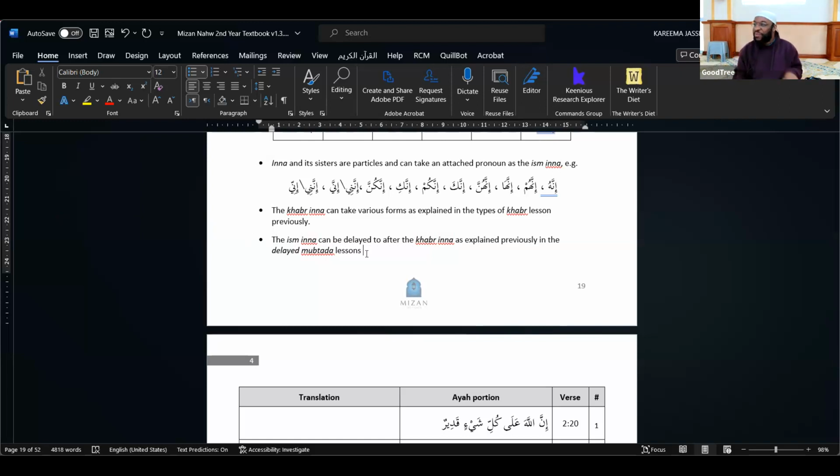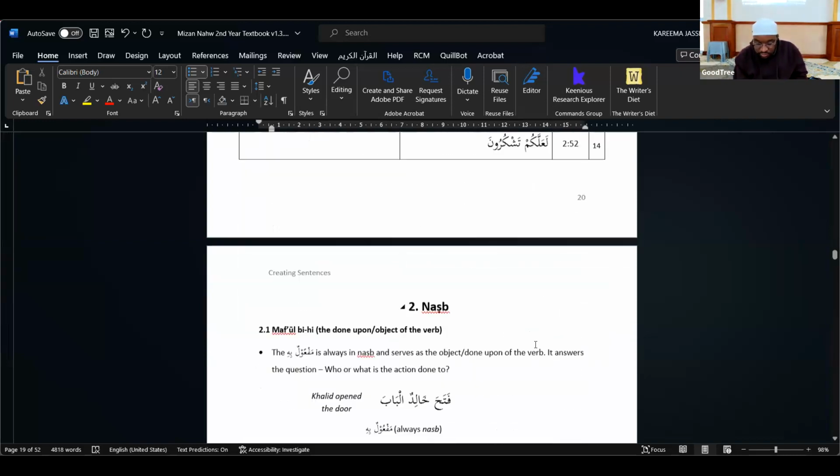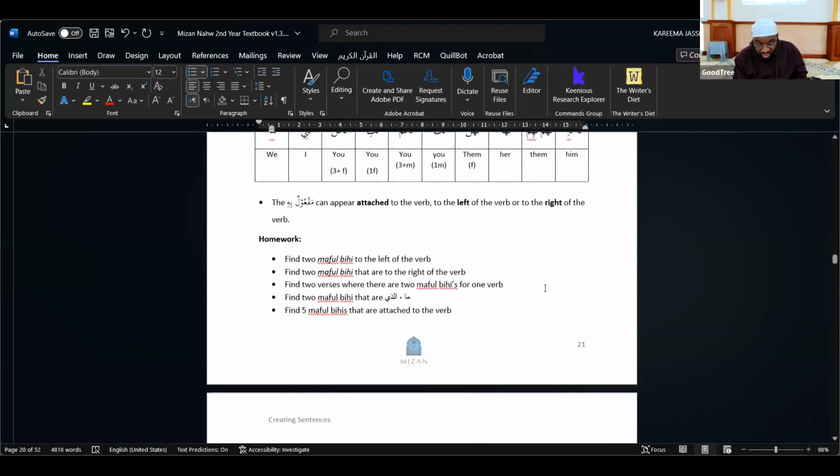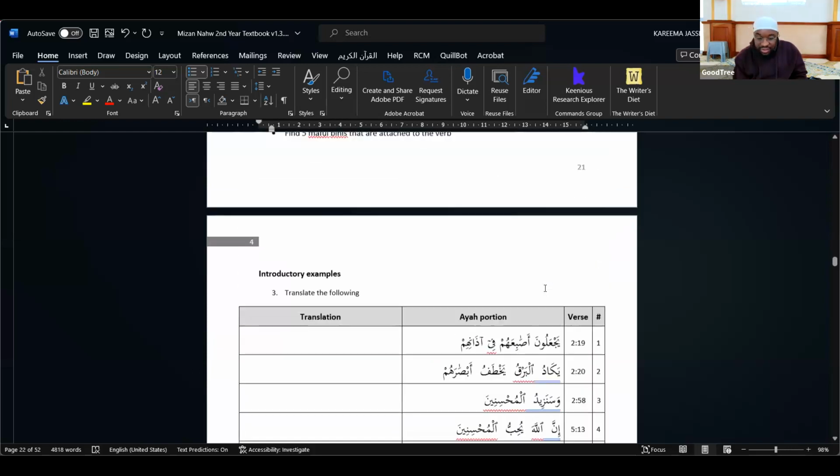What type of khabar is that? It is a jar majrur. But you already know that the jar majrur is not the real khabar, so this is actually something else that's not in the verse. But for our purposes, the khabar is the jar majrur that comes before it. So that's an interesting one. Take it down as a note. And then do number 20, inshallah, as homework. And then we'll come to Nas. Inshallah. And the Nas is going to be very interesting.